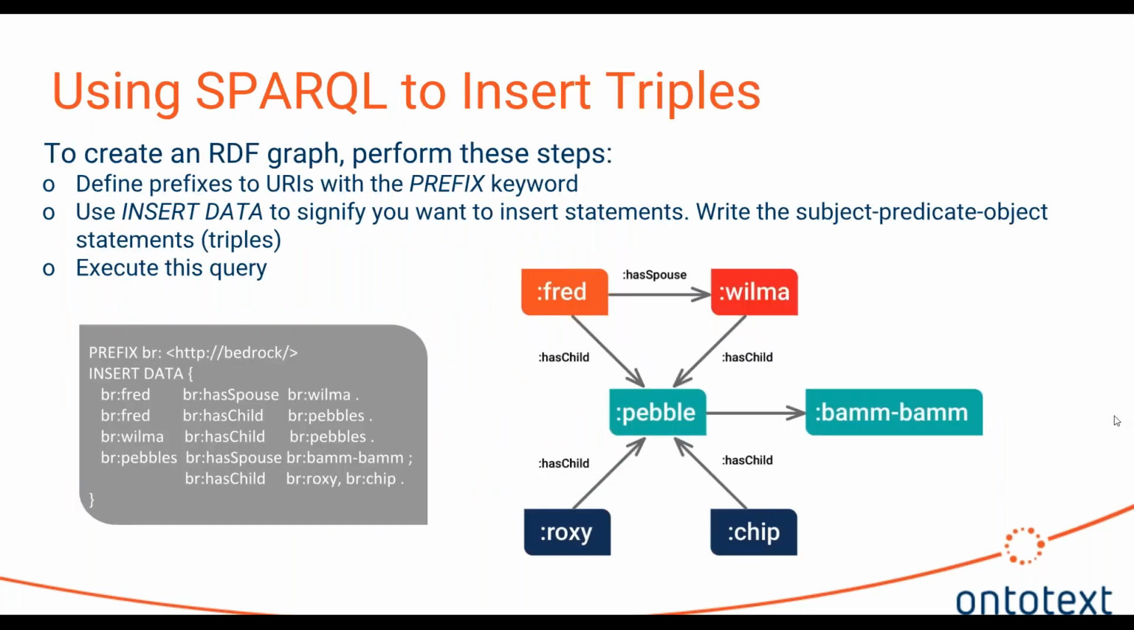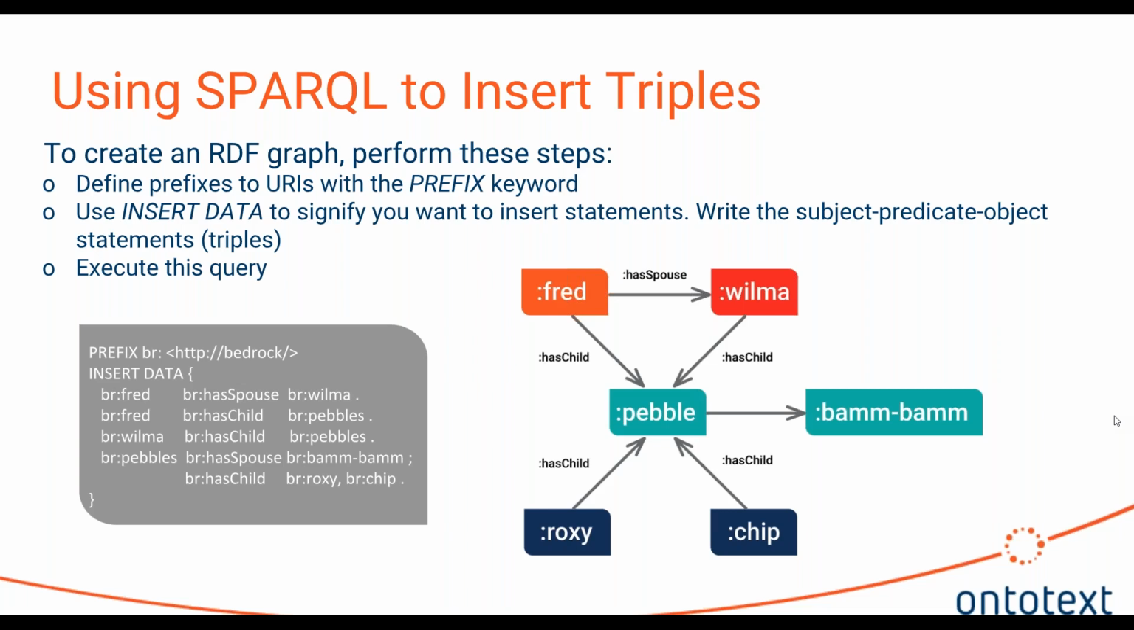You can use SPARQL to insert triples. Later on, we're going to have another GraphDB demonstration, but if you want to, and you have GraphDB installed, you can try this. You can define the prefixes. First, here we have the prefix BR is HTTP bedrock. And then we tell it that we intend to insert data.